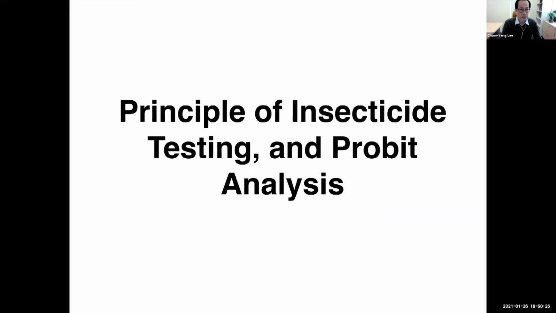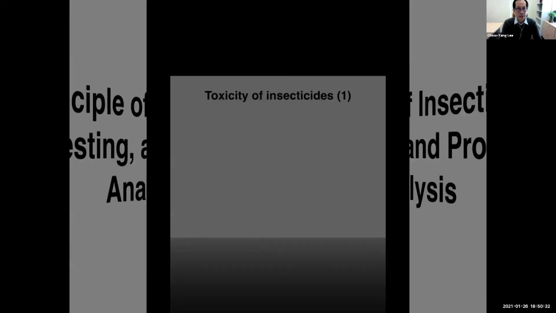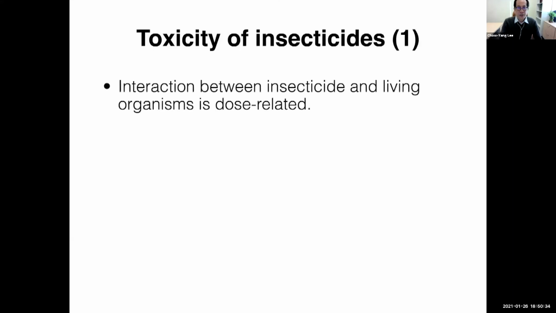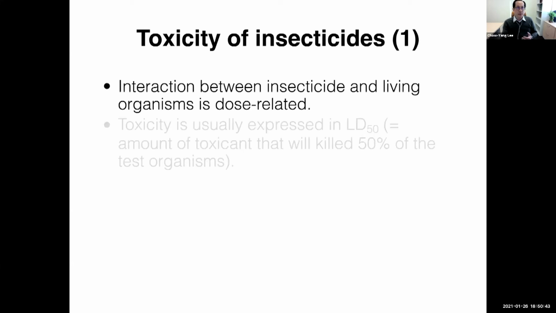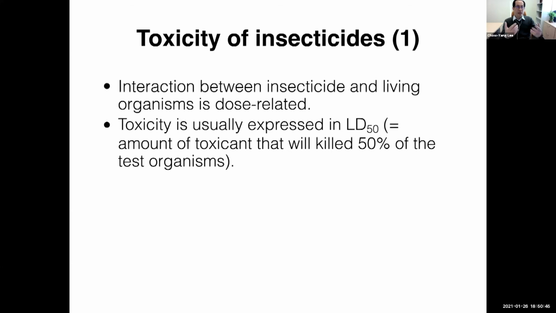So let us take a look at the principle of insecticide testing and Probit analysis. The interaction between insecticide and the living organism is dose related. When they are dose related, it means that when you provide an insecticide at an increasing amount, you would find that more and more insects would get killed. Normally toxicity is expressed in the form of LD50.